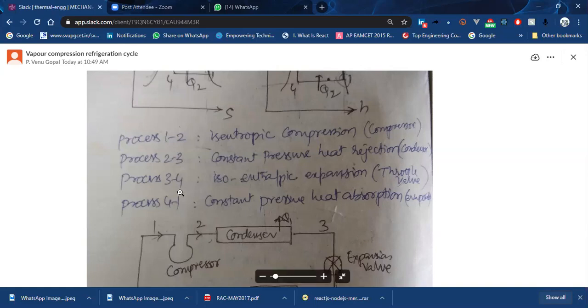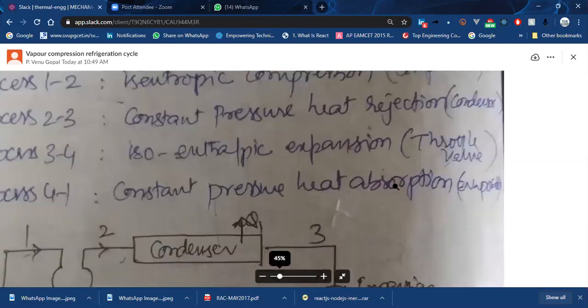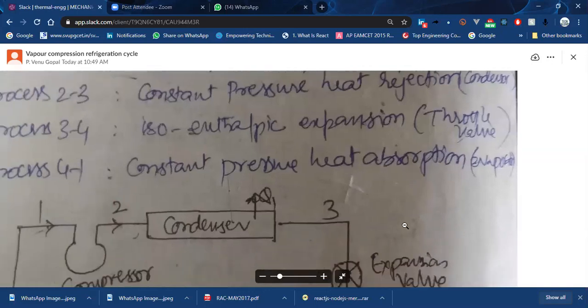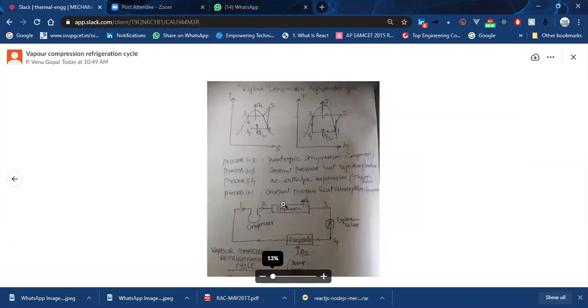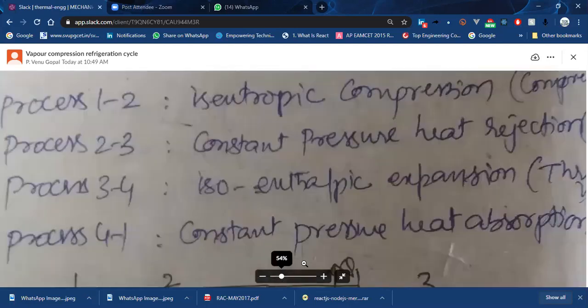Now, isoenthalpy. So that is happening in which place? Correct. So that's what I said. Expansion valve is also called throttle valve. So it is an isoenthalpic expansion process. That means isoenthalpy process means enthalpy will remain constant in this throttling process. Enthalpy will remain constant.